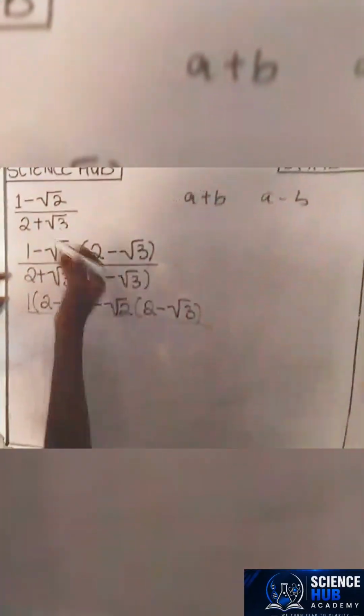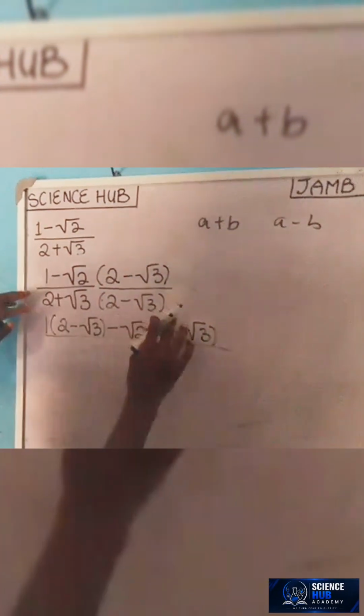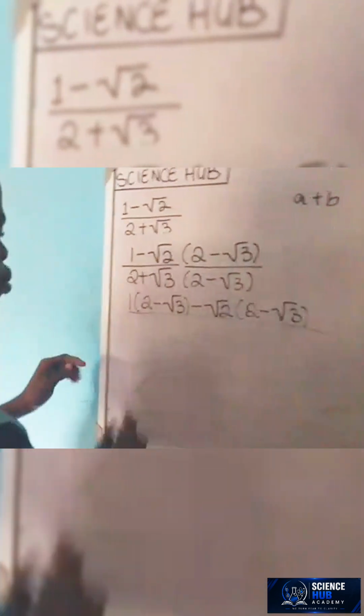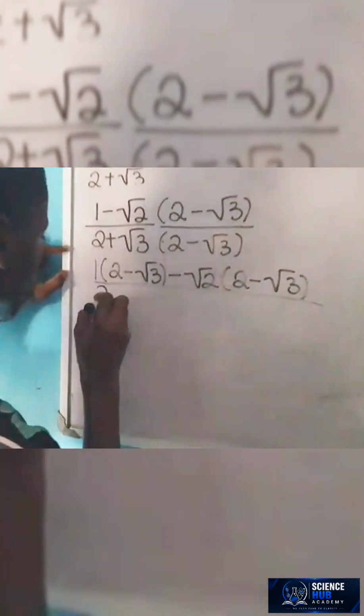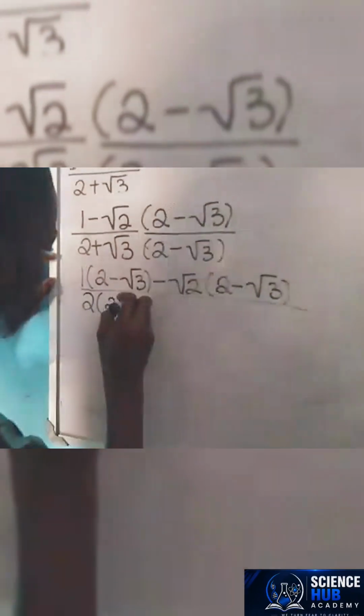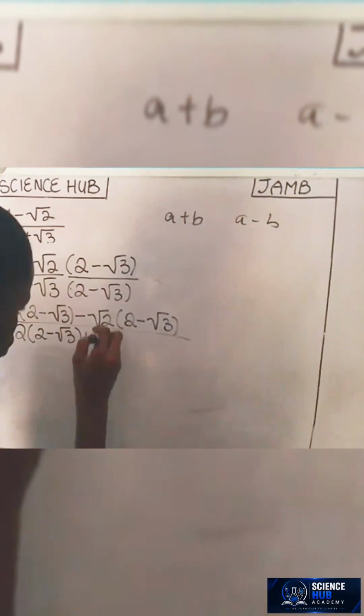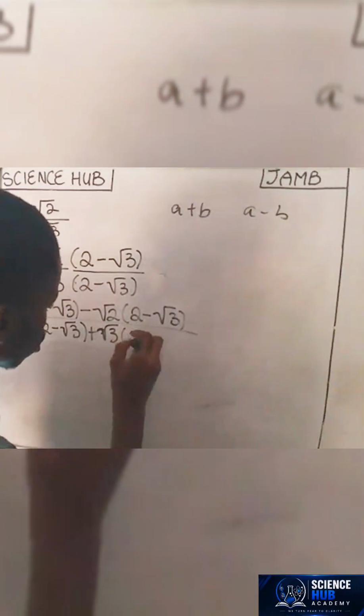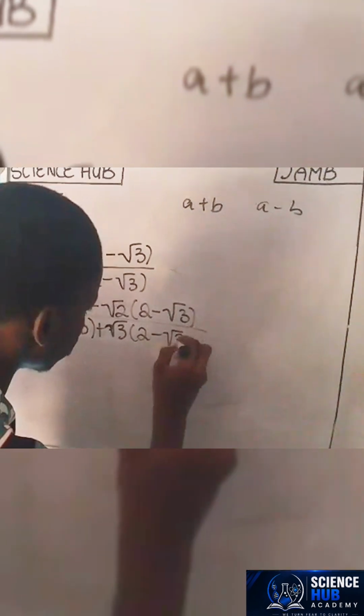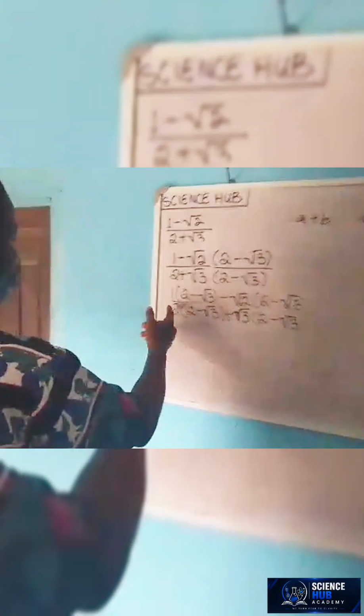Now, let's proceed to the denominator. Using 2 to multiply 2 and plus square root of 3 to multiply 2 minus square root of 3. This is going to be 2, open bracket, 2 minus square root of 3, plus square root of 3 into 2 minus square root of 3. Now, looking at this, we've successfully done the needful. Now, let's do everything and then simplify.